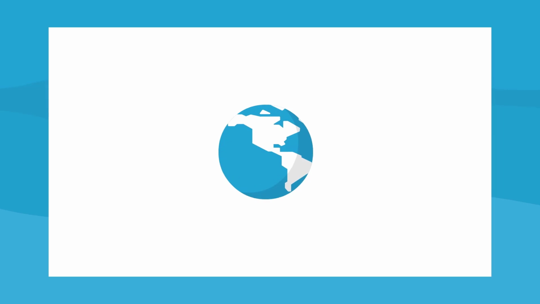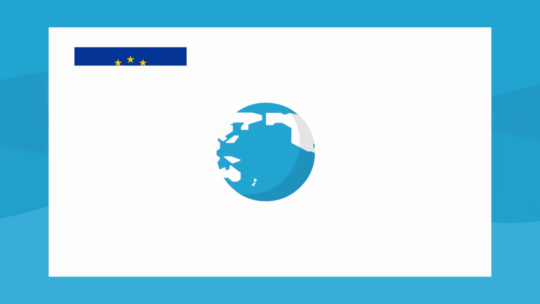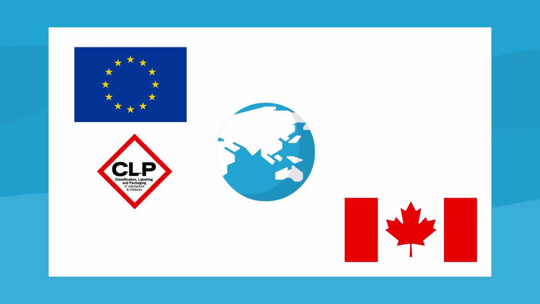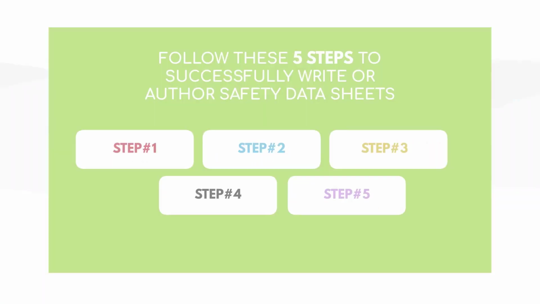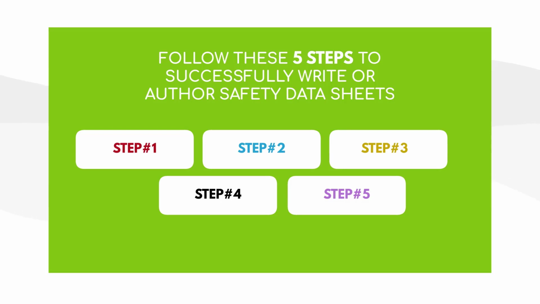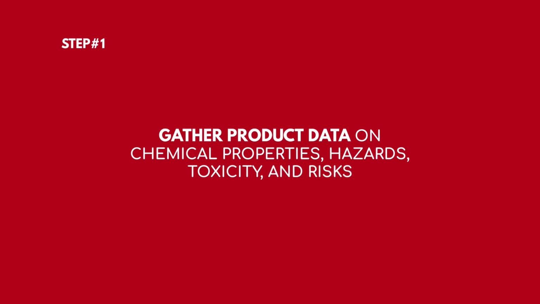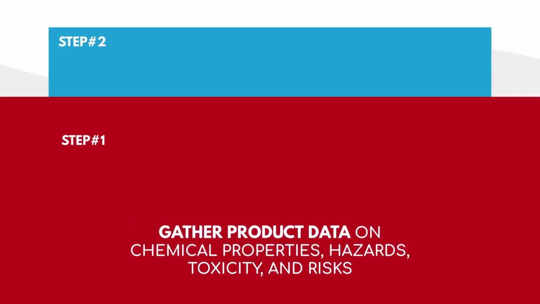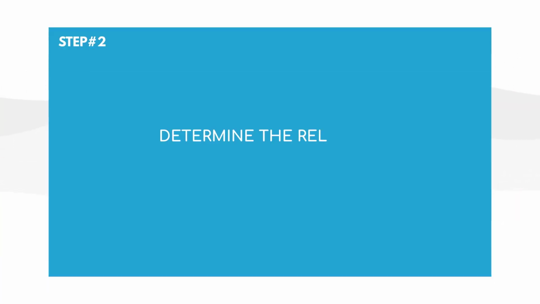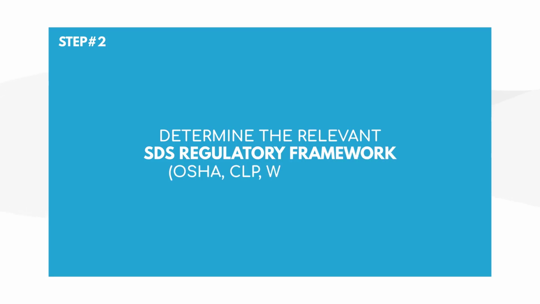However, other regions have their own frameworks, such as the European Union's CLP and Canada's WHMIS. Here are the steps you can take to successfully write or author safety data sheets. Step 1. Gather the necessary data on your product, including chemical properties, hazards, toxicity information, and physical, health, and environmental risks. Step 2. Identify the proper regulatory framework that your SDS must follow, whether OSHA, CLP, WHMIS, or others.